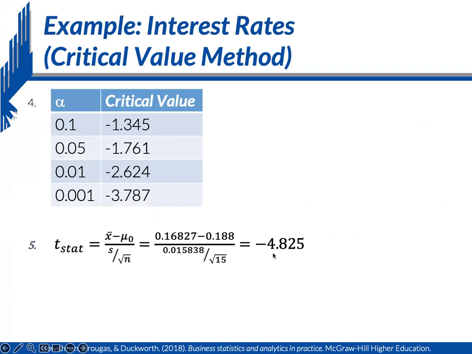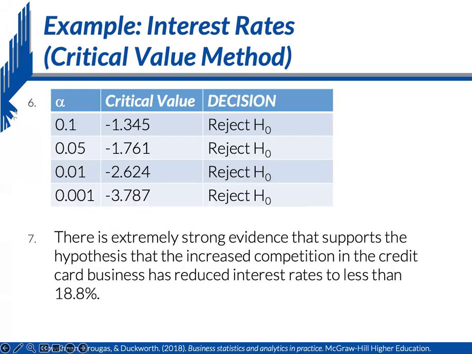So computing for the test statistic gives us negative 4.825, which is less than all of these critical values. So in other words, the test statistic is inside all the four rejection areas for all these four values of alpha. Therefore, for all these four values of alpha, our decision will be to reject the null hypothesis. And in terms of the weight of evidence, at an alpha of 0.001, we have extremely strong evidence.